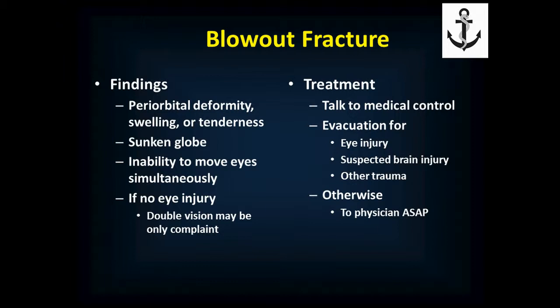If they don't have any other eye injury, their only visual complaint may be double vision because they can't converge their eyes. They can't bring them together to see things up close. So one eye comes in, the other eye stares straight ahead, and they see double vision. So talk to medical control. You'll need to evacuate if there's any signs of an eye injury or a suspected brain injury, or they have any other trauma from this. Otherwise, potentially, if you're comfortable with this and there's nothing else going on and medical control is comfortable, you may be able to just get them to a physician as soon as possible without having to do a full formal evacuation. But if there's any question at all that the eye itself is threatened, then you need to evacuate the patient.